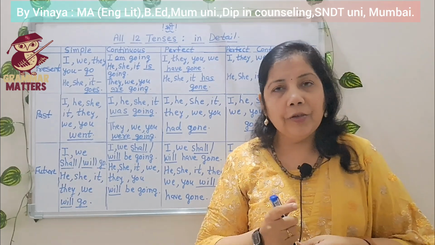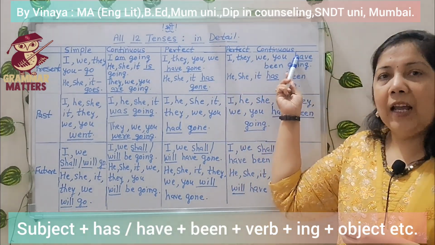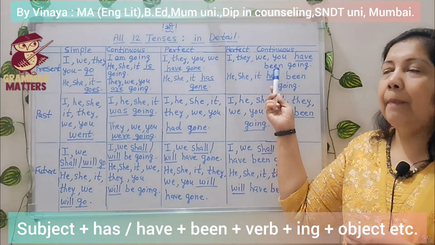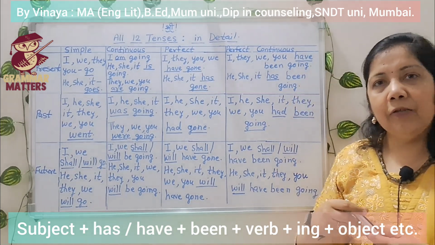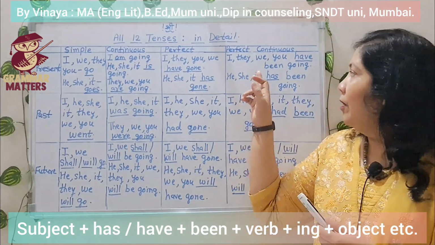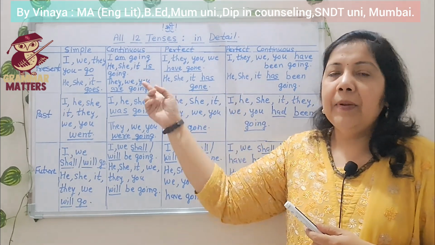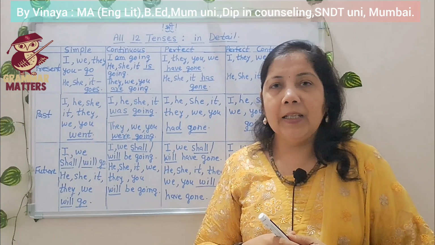And the structure is, first comes the subject plus has or have according to the noun or pronoun plus been plus go, that is the main verb, plus ing is added to that main verb. So this is about present perfect continuous tense. Present tense, four kinds are over. Let us move on to past tense.